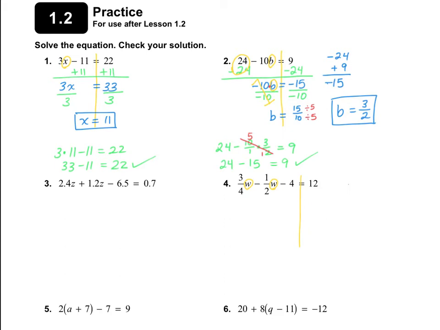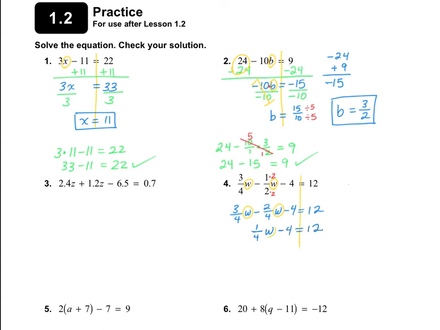Now if you remember, when we add or subtract fractions, we need to have the denominator the same. So I could multiply the top and the bottom of the 1/2 so that I can get the denominator also as 4. So this is going to be 3/4 W minus 2/4 W, and then the rest is going to stay the same. Now we can combine these two much easier because we have our denominator the same. 3 minus 2 is 1. So this becomes 1/4 W minus 4 is equal to 12.